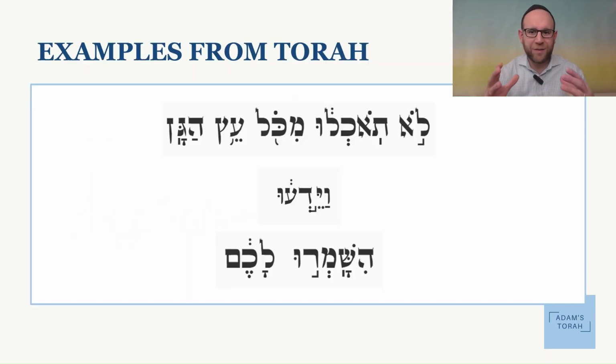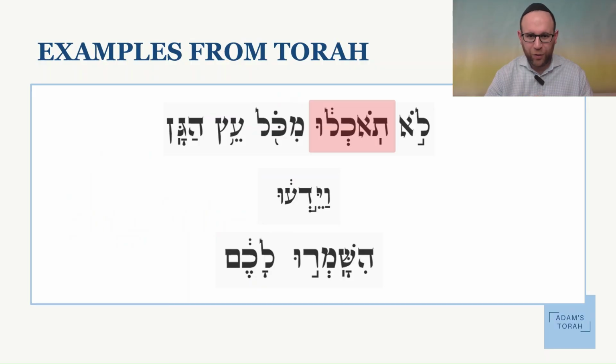Here are three examples that I'm taking from the Torah. This is from Parashat Bereshit. The first line is when Hashem is telling Adam and Eve not to eat from the fruits, from the certain fruits of the Gan Eden. If you look at that word, the second word, let's see how we read it.